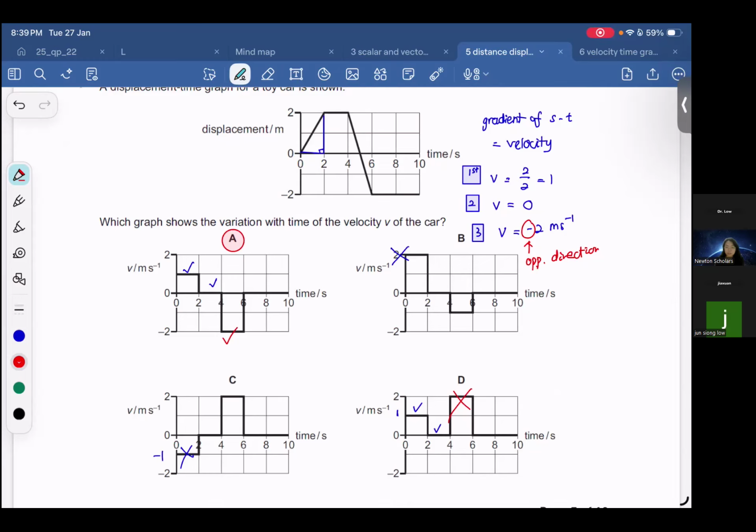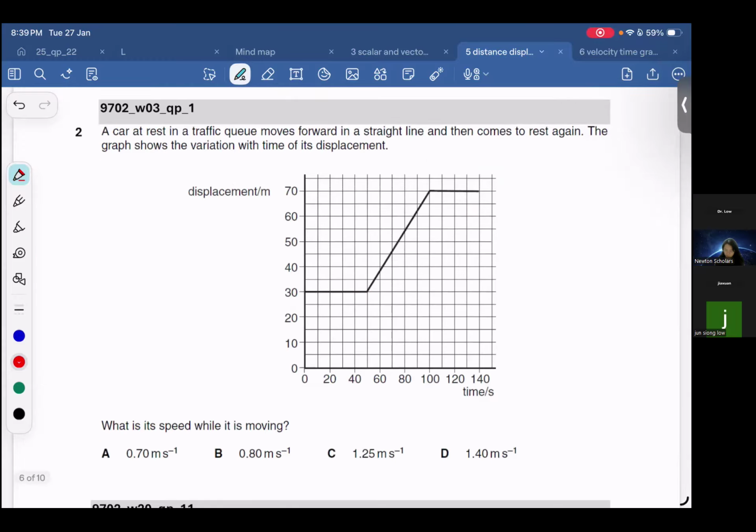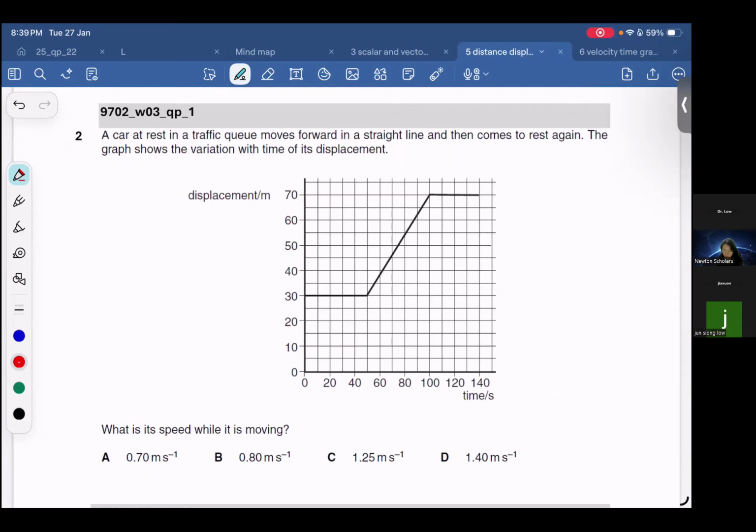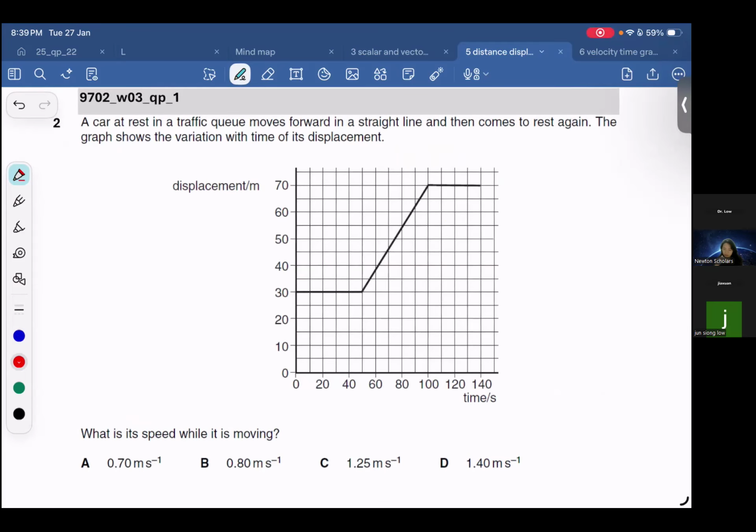Then we go to the next page, question number 2. Okay. What is the speed while it is moving? Can you try? A car at rest in the traffic, then moves forward in a straight line, then comes to rest again. So the graph shows the displacement time graph. What is the speed when it is moving?